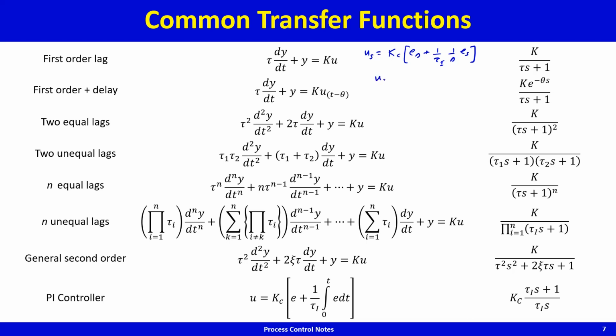So U of s by E of s is going to be Kc times 1 plus 1 by tau I s, and that's going to be Kc times tau I s plus 1 divided by tau I s. Is this physically realizable? Yes, because the order of the numerator is 1 and the order of the denominator is also 1. So yes, it is physically realizable. So this is a PI controller.